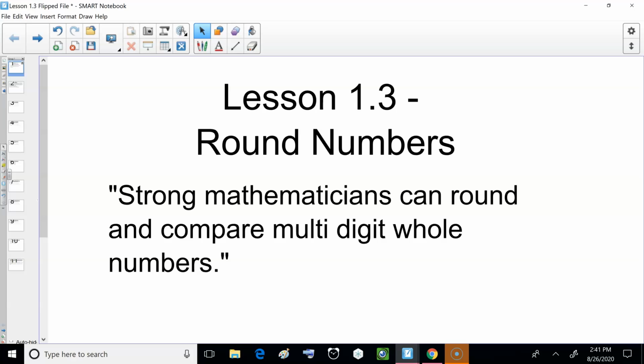Welcome to today's lesson 1.3, Round Numbers. Strong mathematicians can round and compare multi-digit whole numbers. So today we're going to work on rounding and comparing, those two skills.